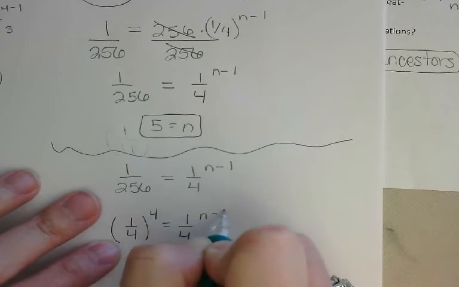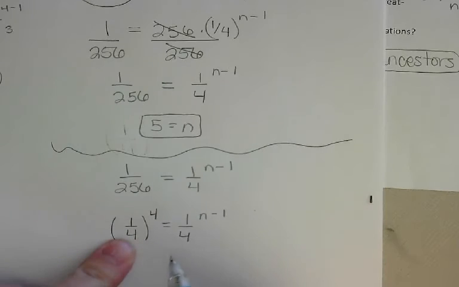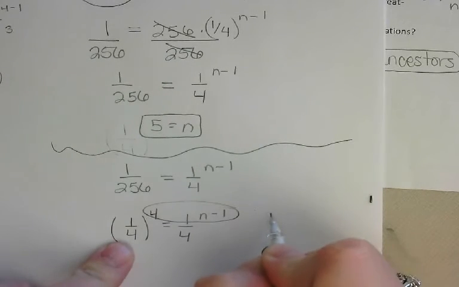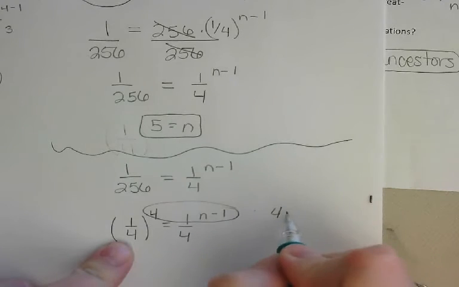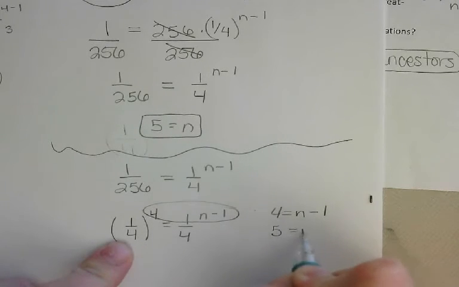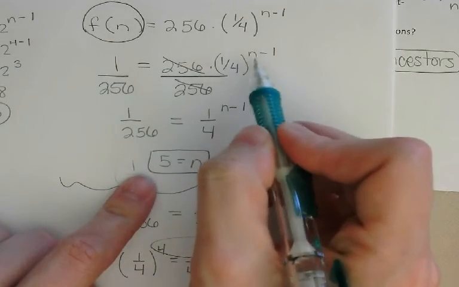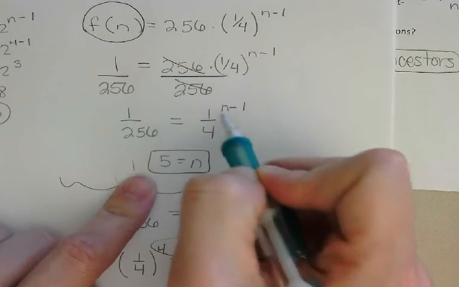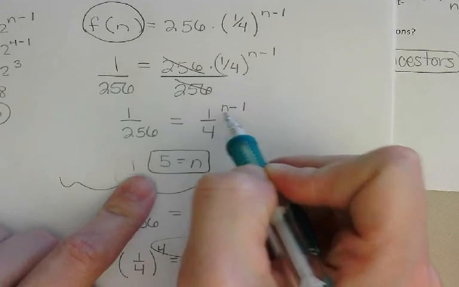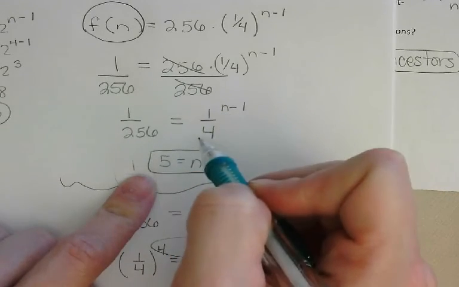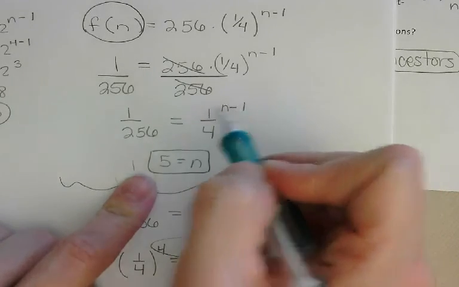There's a rule that when you have 2 bases and they're the same, you can just set their exponents equal. So I can say 4 equals n minus 1, add the 1 over, and I get n that way as well. However, I just think it's going to be easier for you guys to plug in the number here and see what number minus 1, this to that power, equals that.